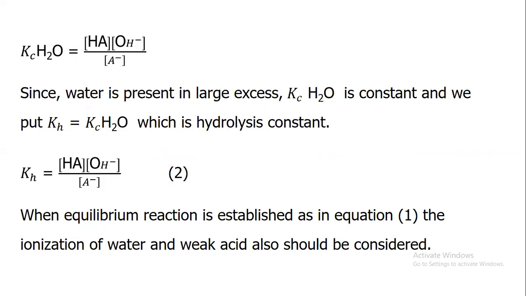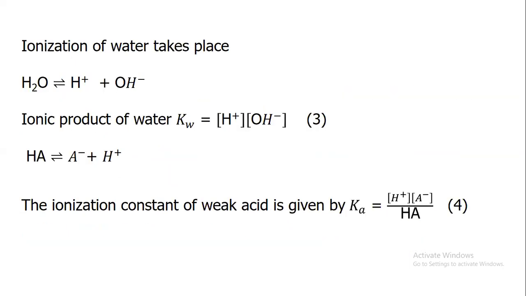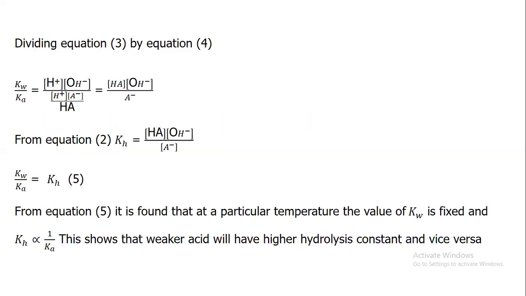When the equilibrium is established, as in the first equation, the ionization of water and weak acid should also be considered. Ionization of water gives H plus and OH minus, with ionic product Kw equal to [H plus][OH minus]. The ionization of the weak acid HA gives H plus and A minus, with ionization constant Ka equal to [H plus][A minus] over [HA]. Dividing equation 3 by equation 4, we can write equation 2: Kh is equal to [HA][OH minus] over [A minus], so Kw over Ka equals Kh.